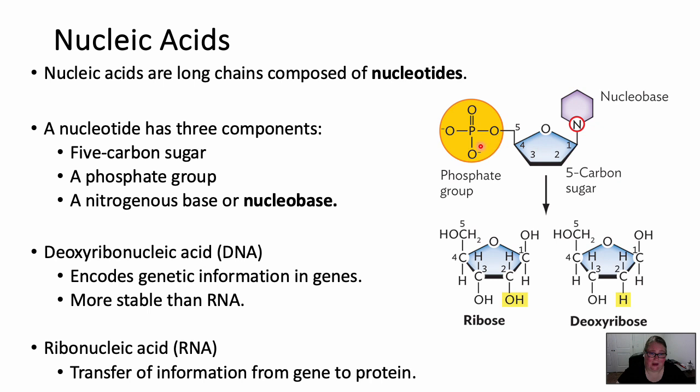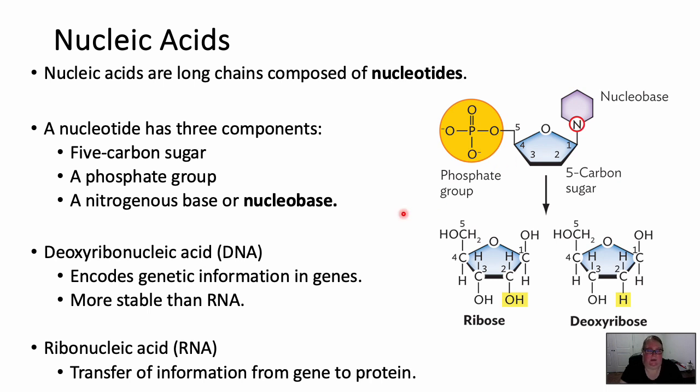The first is we have a phosphate group, this PO4 right here. We have a 5-carbon sugar. Okay, so 1, 2, 3, 4, 5 carbons. And then the last component of a nucleotide is what you're used to me calling nitrogenous bases. Another name for a nitrogenous base is a nucleobase. So nucleobase is this ring structure here that has nitrogen in it.